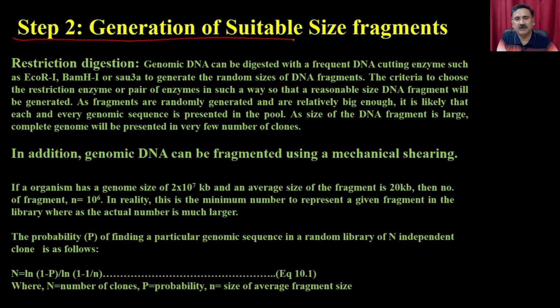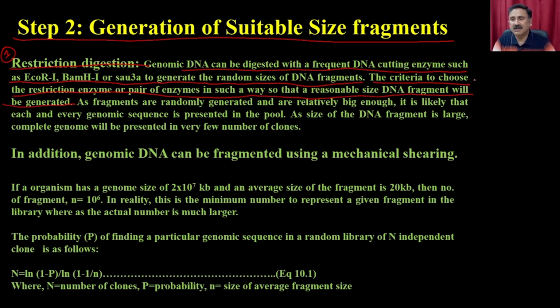Once you have generated genomic DNA, step 2 is the generation of suitable size fragments. Suitable size fragments can be made by two methods. One is the restriction digestion method, where your genomic DNA can be digested with a frequent DNA cutting enzyme such as EcoRI, BamHI, or Sau3A to generate random sizes of genomic DNA. The criterion is to choose the restriction enzyme or pair of enzymes in such a way that a reasonable size DNA fragment will be generated.